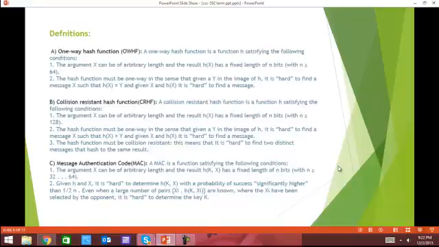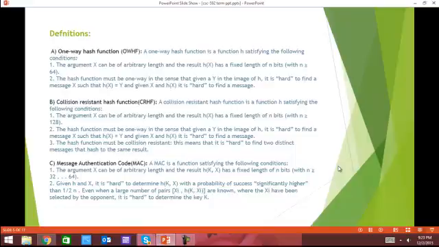First, we're going to be talking about the one-way hash function, the OWHF. In this one-way hash function, Y is in the image of H. The hash function must be one-way in the sense that Y must be in the image of H, and it is hard to find a message X such that H of X is equal to Y.